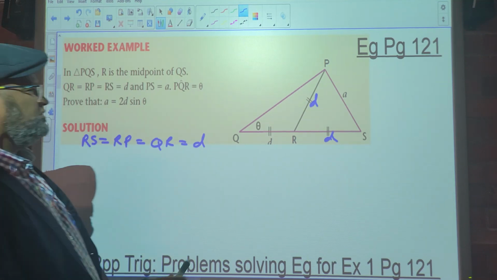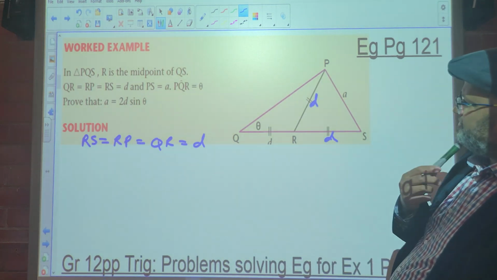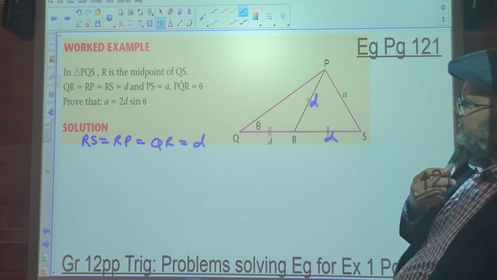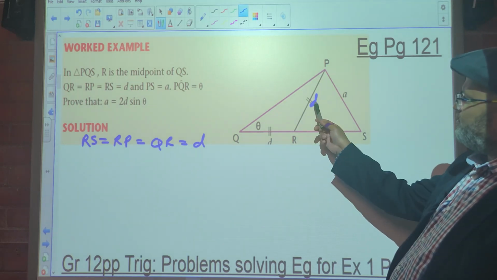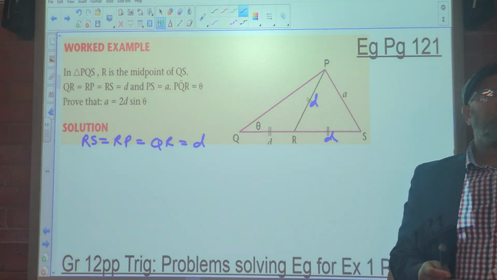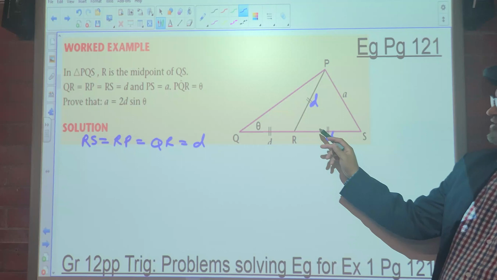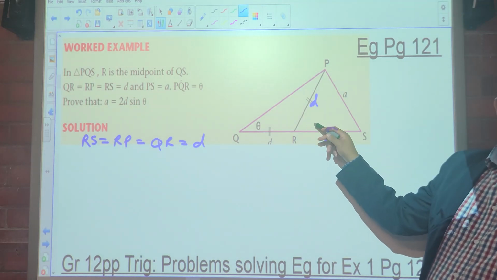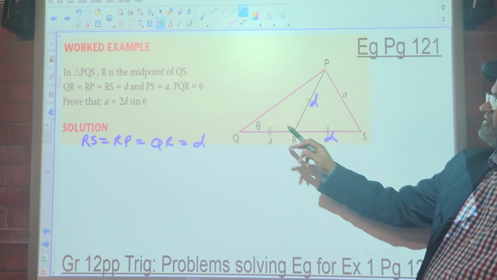Then, to pick up A, I think we can use the sine rule. We've got two lengths and an included angle, so it's going to be the cos rule, not so? So let's see what cos takes us. We need to calculate this angle here. Now we're going to do that.